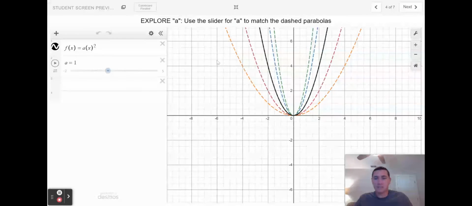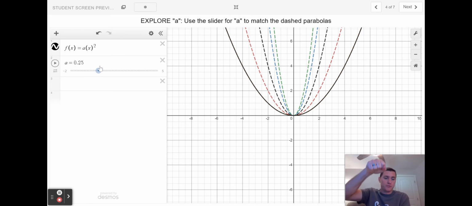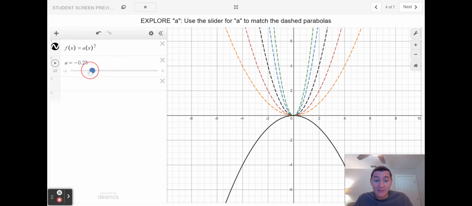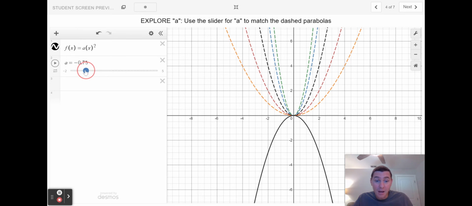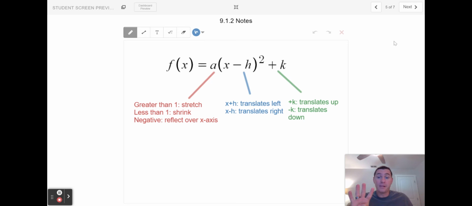Okay, and last, let's look at this a value. The a value is what makes it super skinny or super wide. And we call this a vertical stretch or a vertical shrink. Okay, also notice that when the a value goes negative, then it flips it upside down like a frown. Okay, all right, so in total there are four transformations, four manipulations of the original.